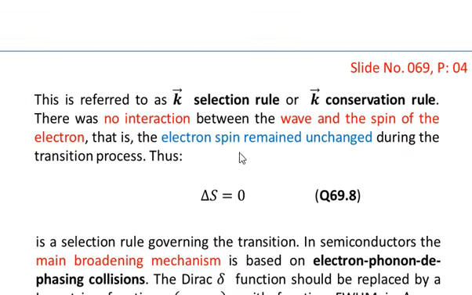That is, we can say that the electron spin remained unchanged during the transition process, and we can say that the difference in spins, which is given by delta S, is equal to S1 minus S2 mod, that is the spin of electron in conduction band minus the spin of electron in the valence band. This delta S will be equal to 0 because both spins are equal.